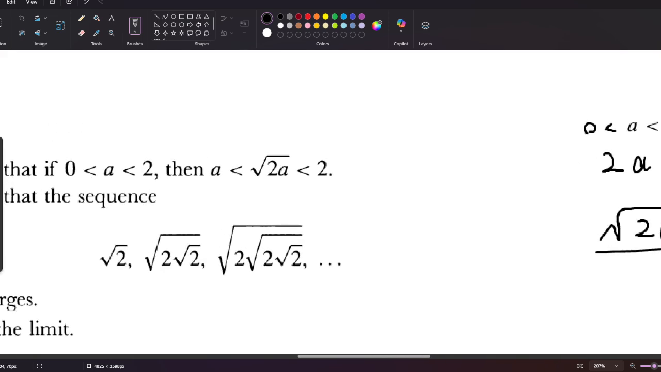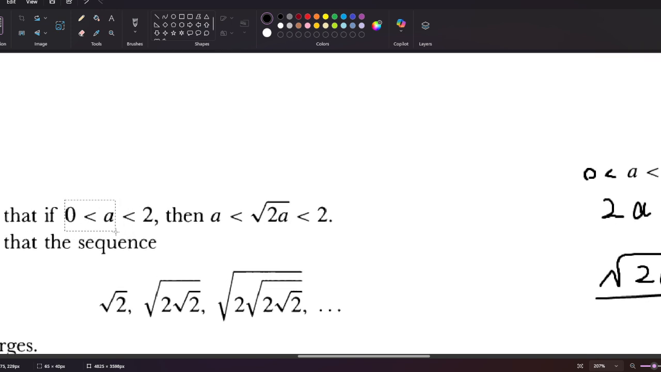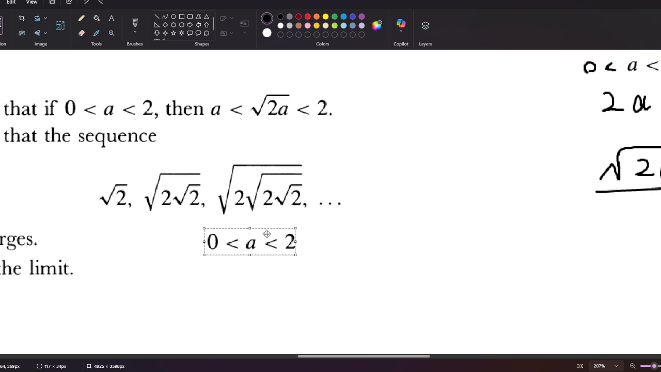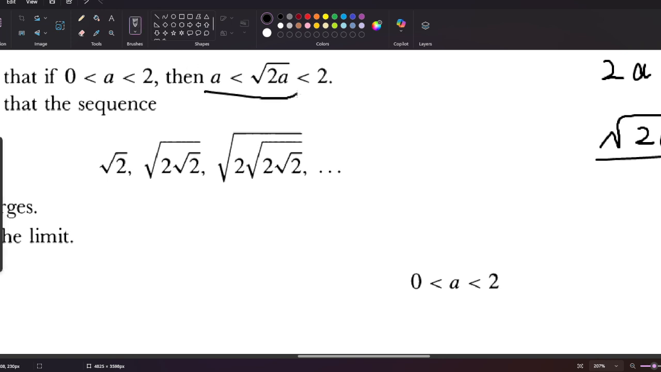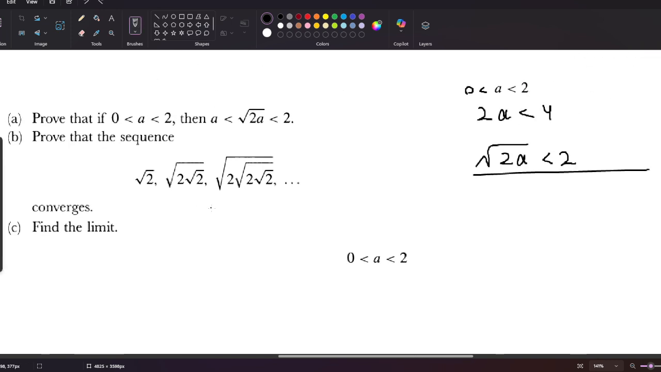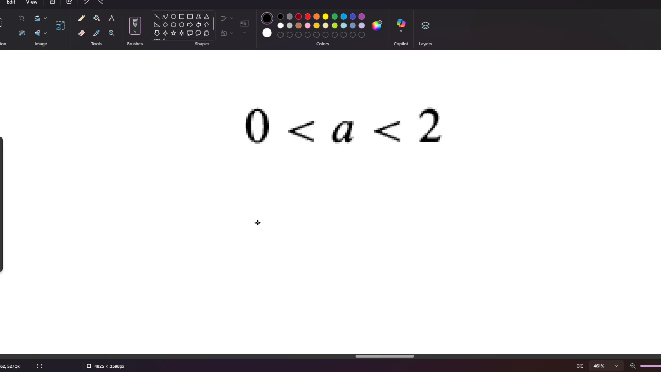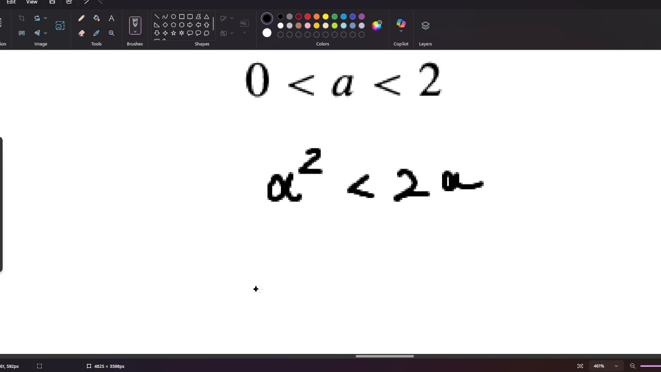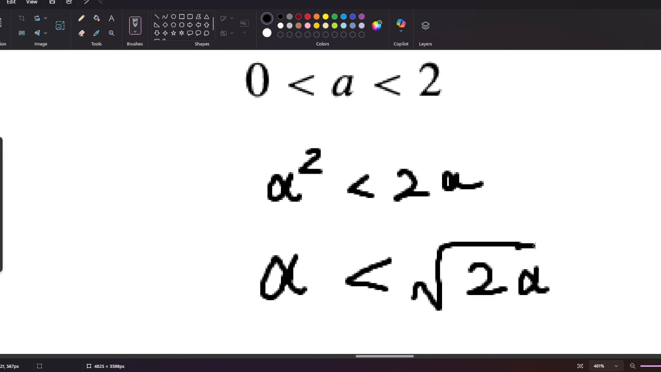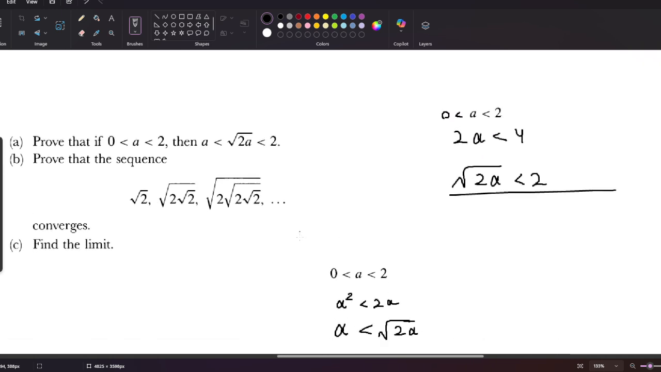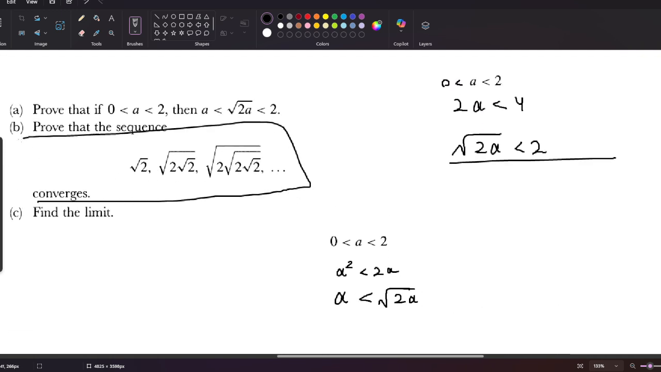Now the other part. So actually, let's grab the entire inequality here. We need to prove that A is less than square root of 2A. Okay, so let's begin by multiplying everything by A. That's going to be A squared is less than 2A. Now let's take the root on both sides. We have A is less than square root of 2A. Cool. That's basically proven.